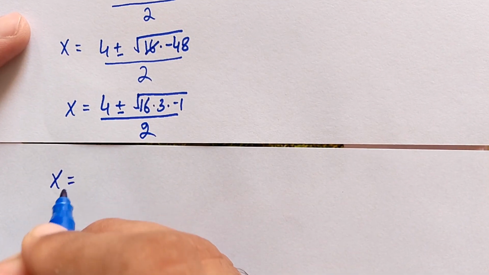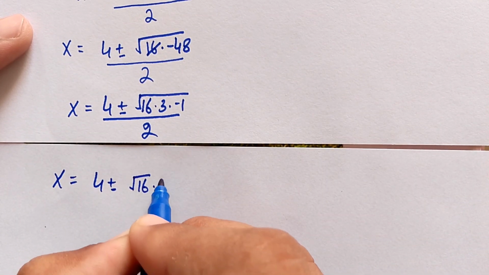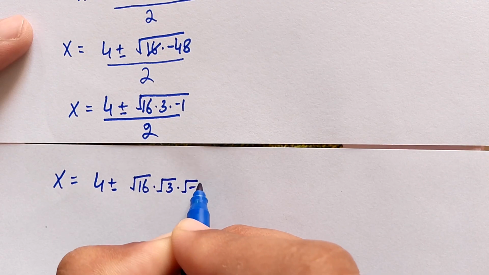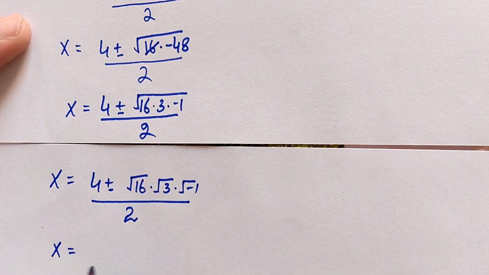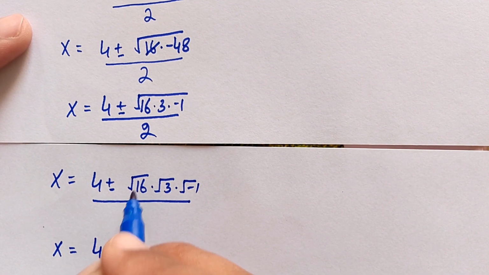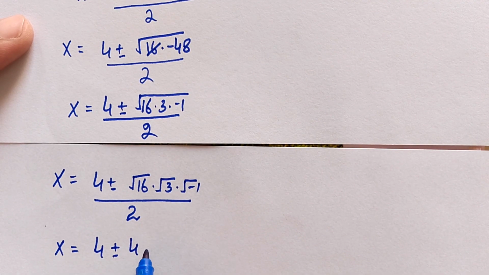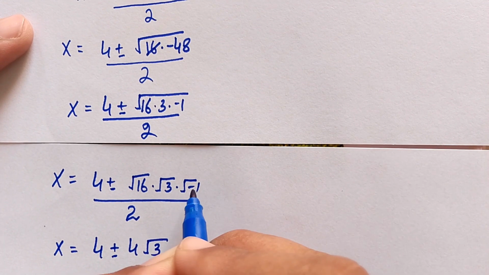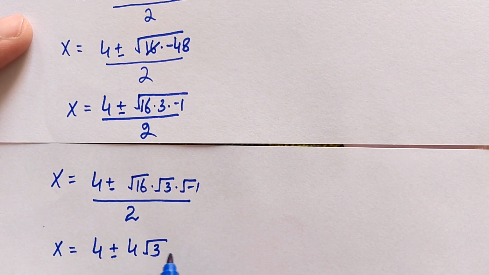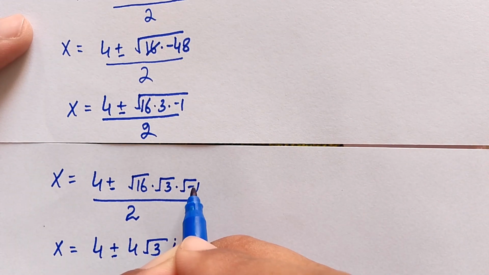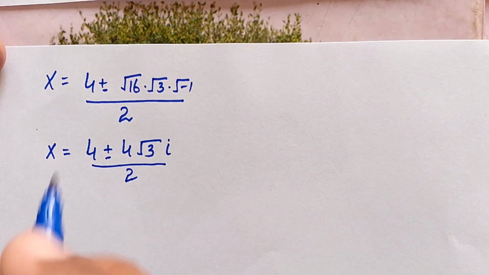x is equal to 4 plus minus square root of 16 times square root of 3 times square root of minus 1, divided by 2. x is equal to 4 plus minus, we remove from the square root, so this will become 4 times square root of 3, and we know that square root of minus 1 is equal to i, so this will become i, divided by 2.